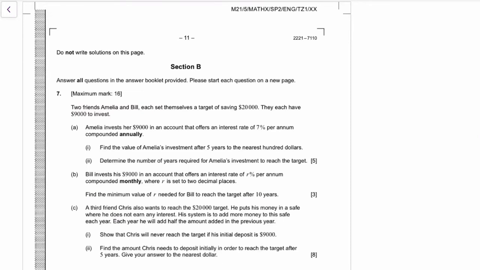This is 2021 AA, Thompson 1, paper 2, SL. Alright, and this video is on the solution of section B.